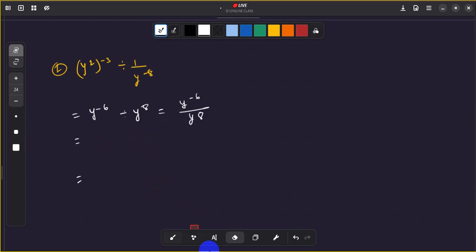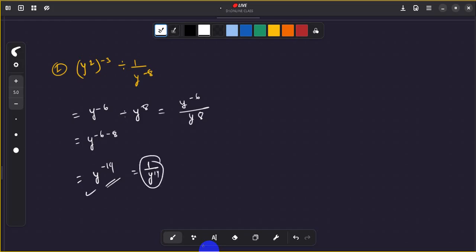Okay, let's do it from here. So y to the power minus 6 divided by y to the power 8. Now this 8 gets subtracted from minus 6. It becomes minus 6 minus 8, so it will be y to the power minus 14. This can be left as the answer, or it can also be written as 1 over y to the power 14. Either this, or you can just leave it in the step of y to the power minus 14.